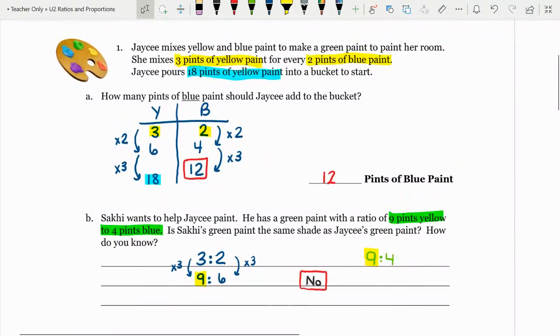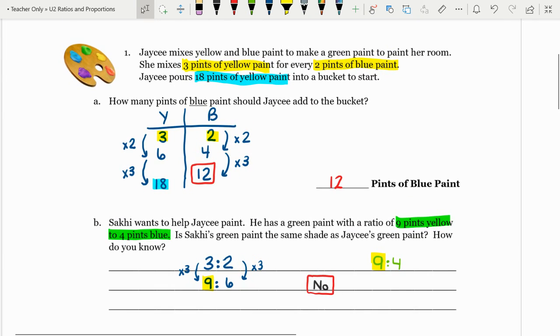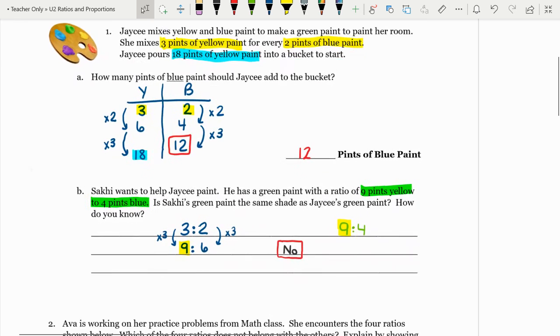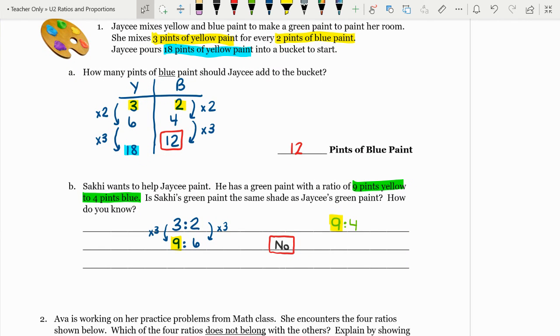So hopefully that helped you think about the first question. Again, I would say set up a ratio table for part A, and part B wanted you to think about the comparison between the 2 ratios. So reminder, just try to remember that you need something in common in order to compare those.